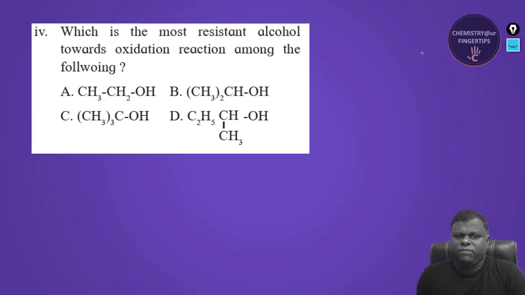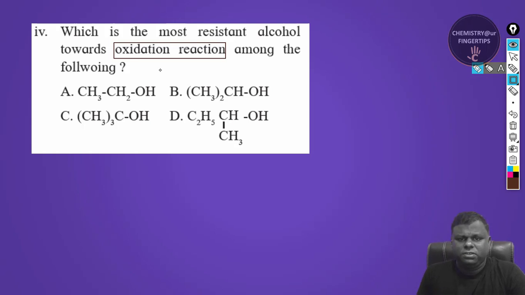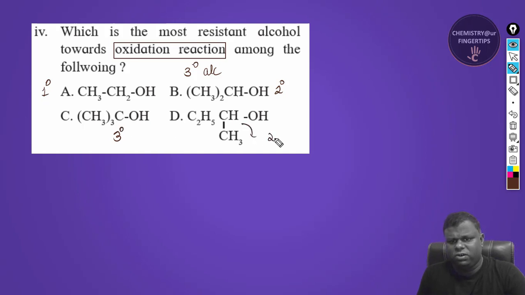Now let's move on to the next part, which is the most resistant alcohol towards the oxidation reaction. Okay, now oxidation reaction. So this is pretty much easy to understand. Tertiary alcohols are highly resistant due to their steric hindrance. Okay, so the correct answer is tertiary alcohol. So if you could see here, this is a primary alcohol and this is a secondary alcohol, right? Because this is attached to one hydrogen and two alkyl groups, and then if you could see here, this is the tertiary alcohol, and again this is the secondary alcohol, right? Yeah, this is attached to two carbons. So the correct answer is option C.